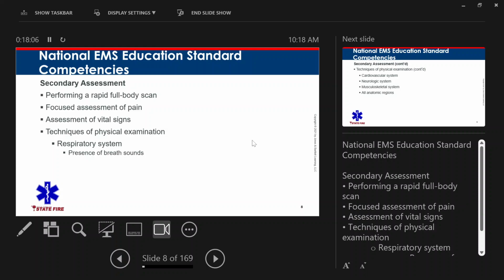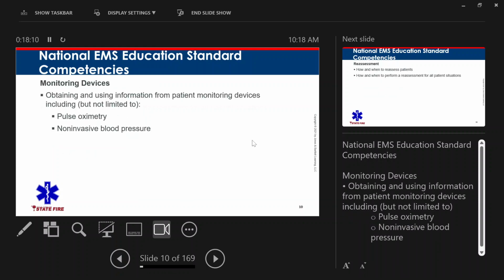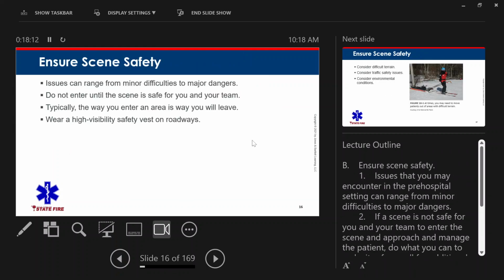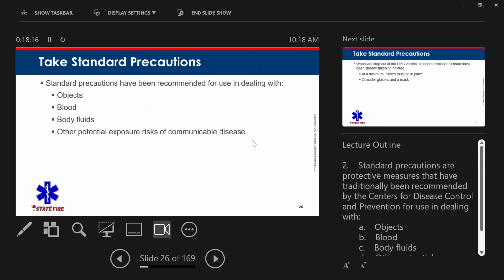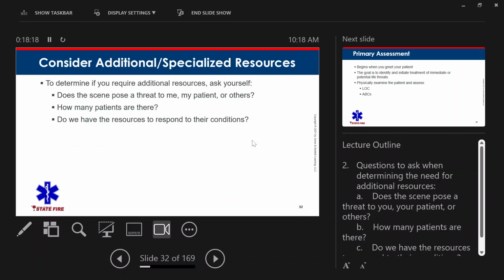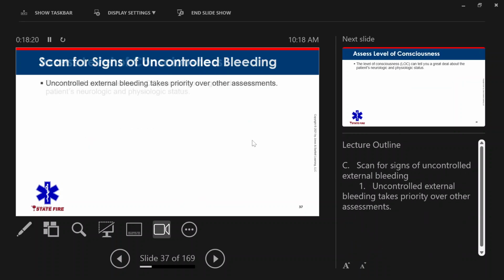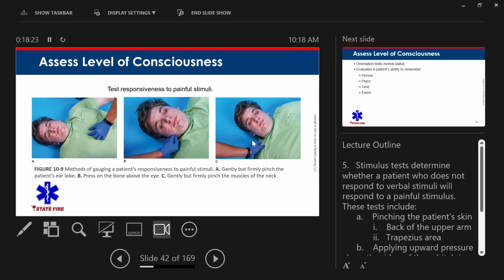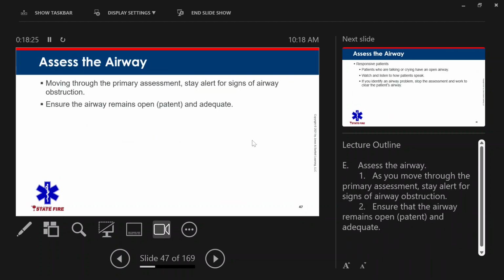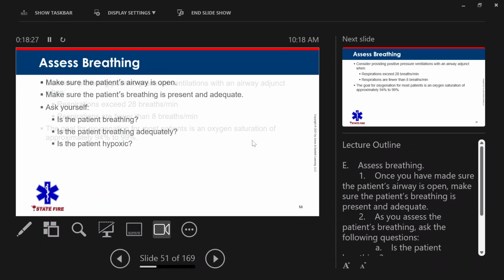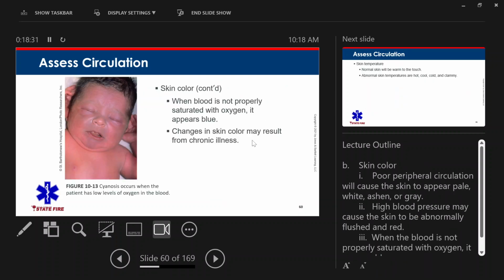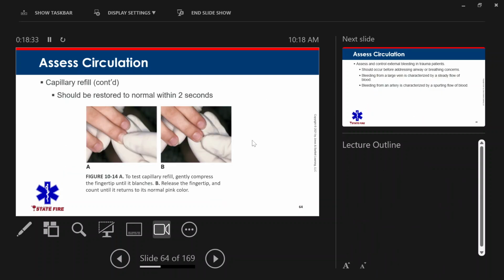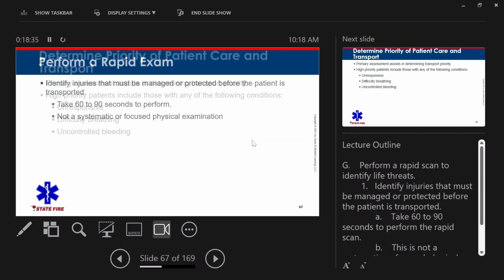Which brings us to our next acronym. Sample. Sample is our history-taking acronym. We did all of this, everything that I just said to you. Okay? Sample is our history-taking acronym. And the S in sample stands for what? Do I know? Signs and symptoms.